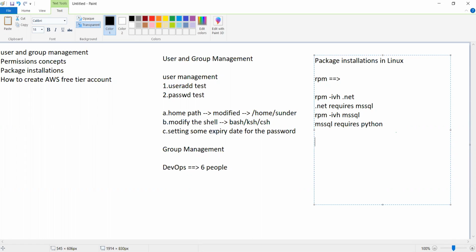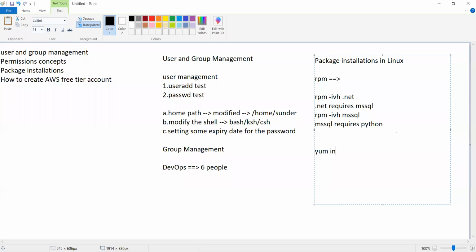So the majority of the time we use YUM. YUM stands for Yellowdog Update Modifier. This is also for installing the packages, but the benefit about YUM is it will resolve the dependencies automatically without any kind of human intervention. The packages would be installed automatically, right?